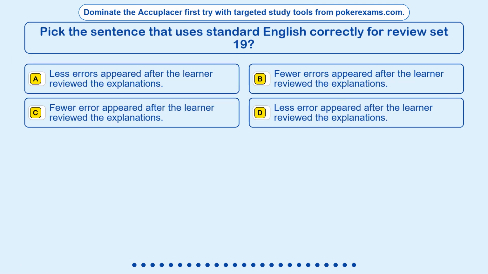Question 20. Pick the sentence that uses Standard English correctly for review set 19. Option A. Less errors appeared after the learner reviewed the explanations. Option B. Fewer errors appeared after the learner reviewed the explanations. Option C. Fewer error appeared after the learner reviewed the explanations. Option D. Less error appeared after the learner reviewed the explanations.